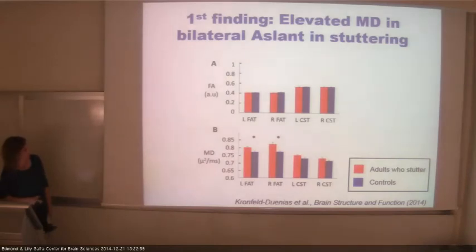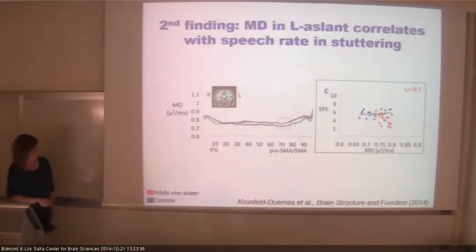And we then extract the mean diffusivity and the mean anisotropy from the entire tract. And already at this point, you can see that in the left, FAT means frontal aslant tract. In the left FAT and in the right FAT, you can see group differences between adults who stutter in red and controls in blue that were significant in the mean diffusivity of these subjects. No difference was found at the mean level in anisotropy. And similarly, other pathways that Vered looked at did not show similar differences.